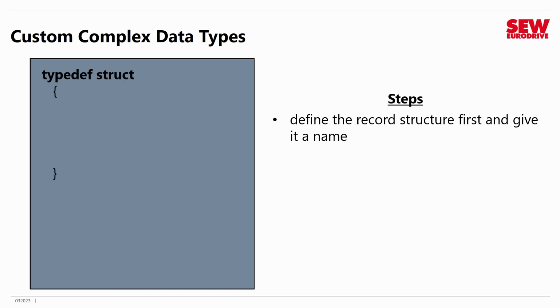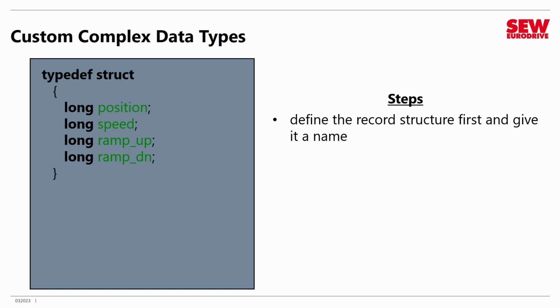You use the keyword typedef struct. Remember I said these are called structure variables. So what you're doing is you're building a structure. So you use typedef struct and you have a pair of curly braces after it. And inside the curly braces, you set up the individual variables that make up the record. So maybe you're going to create something like that table row record that I showed you a few slides ago. It has 4 variables inside it: position, speed, ramp up, and ramp down. In this case, they're simple variables.